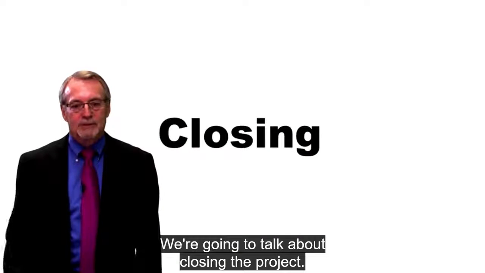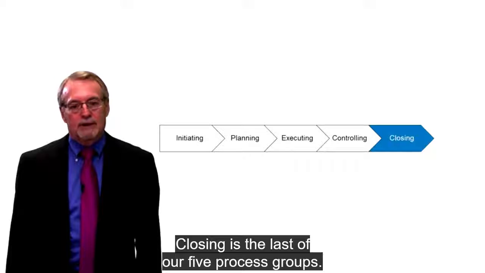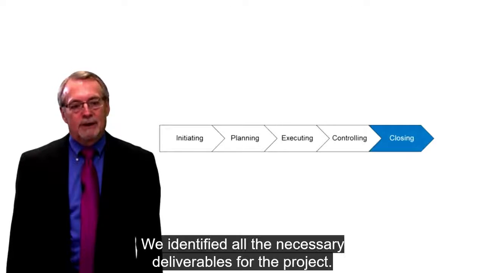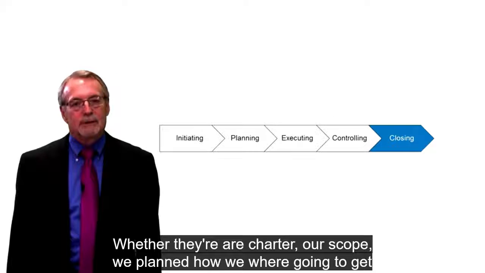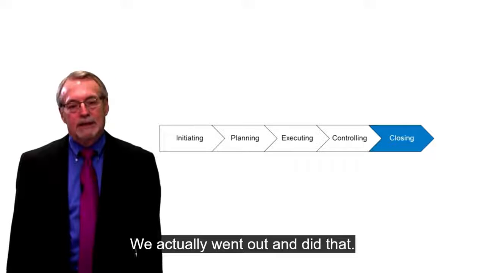We're going to talk about closing the project. Closing is the last of our 5 process groups. We identified all the necessary deliverables for the project. We laid out our charter, our scope. We planned how we were going to get those things done that we agreed upon in the initiating phase. We actually went out and did that.